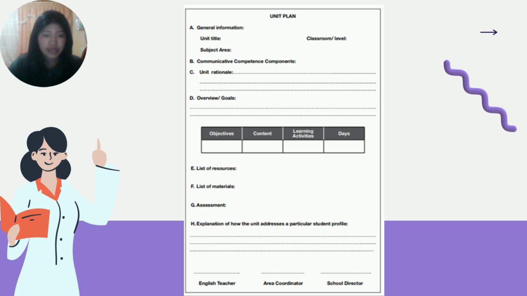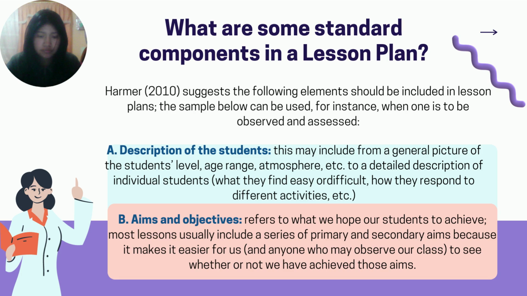Okay, here we have one example. The unit plan. First, we have the general information: the unit title, classroom level, subject area, communicative competence components, unit rationale, overview, goals, objectives, content, learning activities, days, list of the resources, list of materials, assessment, and explanations of how the unit addresses a particular student profile.